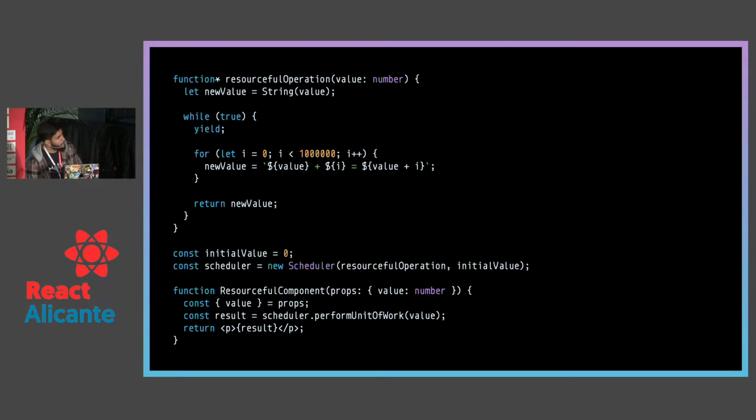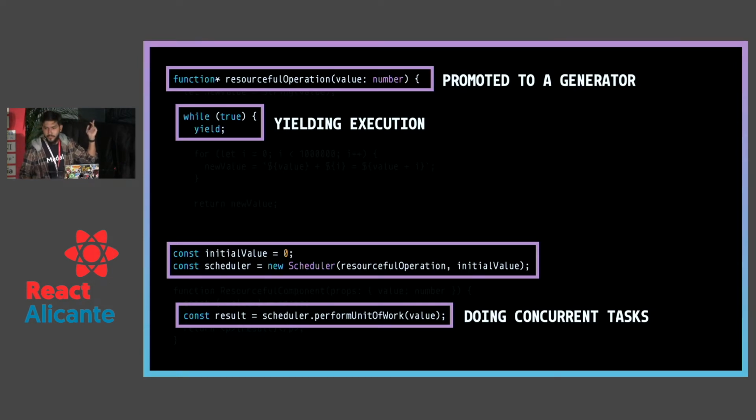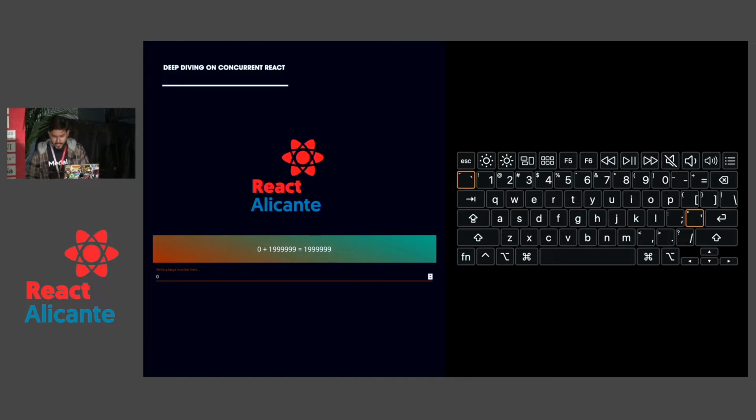So how about we do this? What happened is, first, we made that resourceful operation a generator. The reason we did that is that I want to yield execution back to the event loop right in the beginning of its call. And now I have two things. I have this scheduler object that I'm creating, and then I call performUnitOfWork. So let's see what happens.